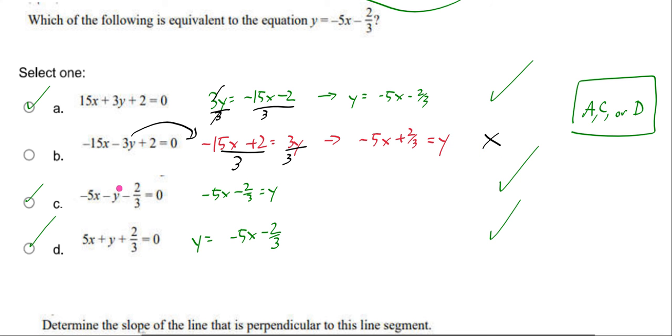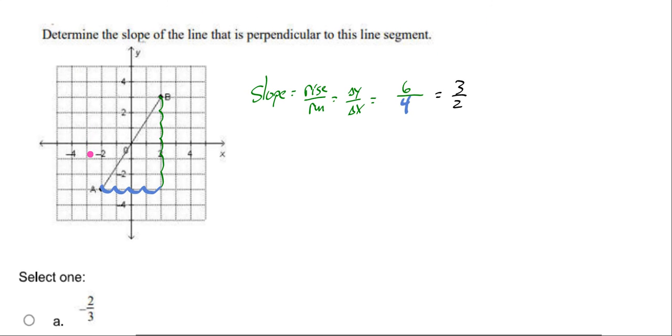For c, we throw the y over there to make it positive. That's all we need to do. It's just one y. So we get negative 5x minus 2/3. That's also the same. And for d, we get y is equal to negative 5x minus 2/3 if we just throw the 5x and the 2 over to the right. So 3 of these, A, C, or D, are equivalent. And you can also test all of these by graphing them. If they graph the same line, then you know it is the same line.